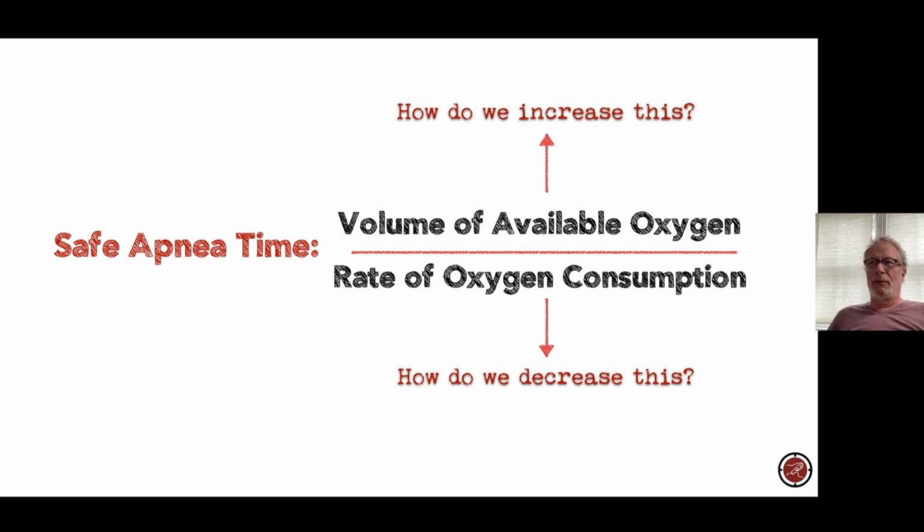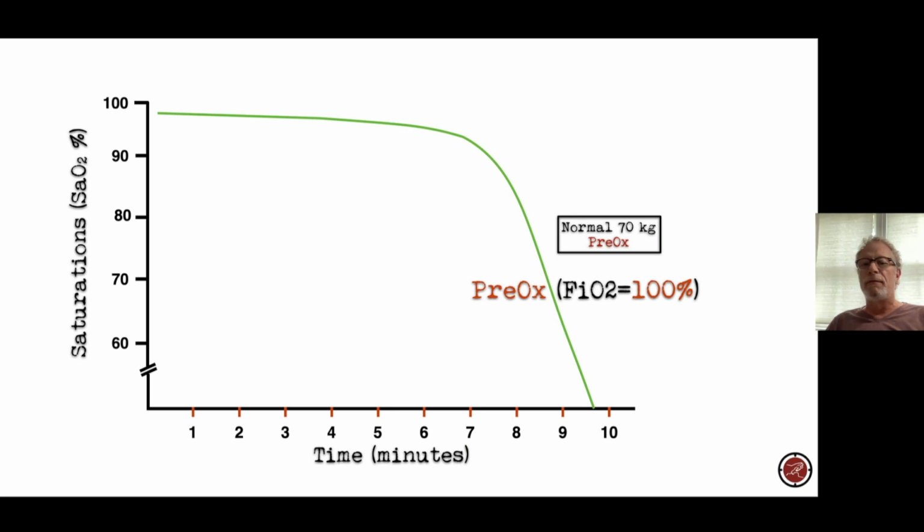Now, we can't exclude the fact that other things matter. What we've been doing right now is, for safe apnea time, how do we increase the volume of available oxygen? That's what this has been about. But we also have to address the rate of oxygen consumption. How do we decrease this? For you and me, let's say you're a 70 kilo person, you're pre-oxygenated and you've got normal lungs, and we do it for 3 to 5 minutes. It can take 8 minutes before they critically desaturate.